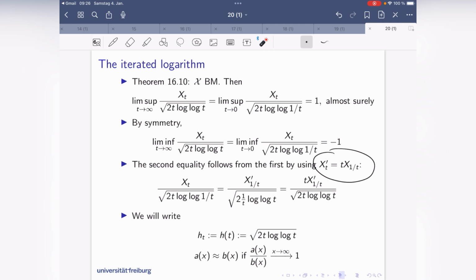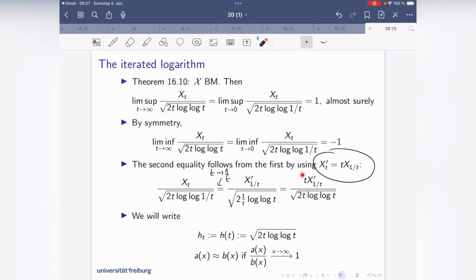Let me start with this, which is exactly what I want to show here, and t goes to 0. For this equality, I exchange t by 1 over t, which results in simply this. And now I multiply the numerator and the denominator by t.